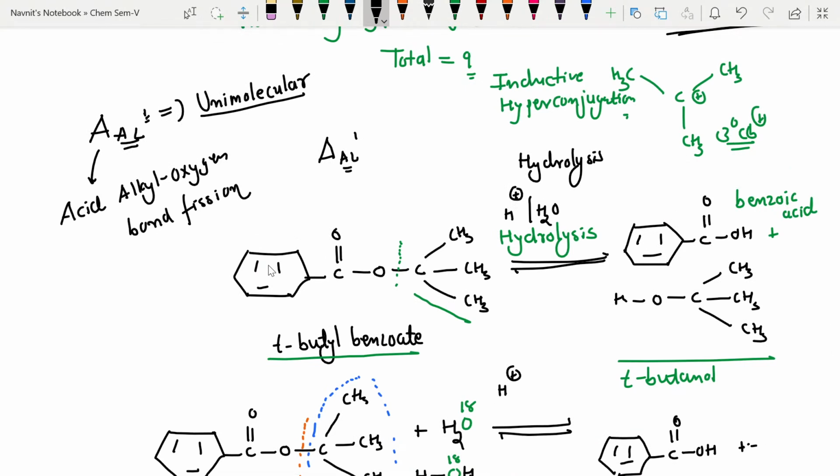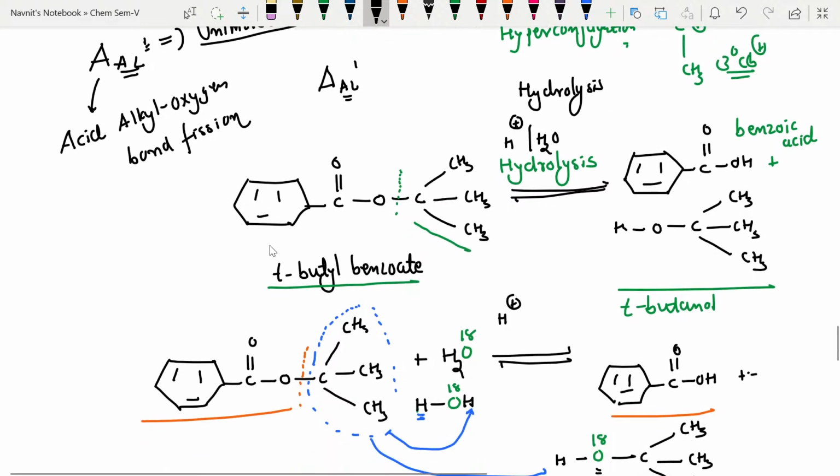It only occurs in those molecules which are able to form a stable carbocation. And this mechanism we have explained through the AAL1 of tertiary butyl benzoate. Is it clear? Is there any doubt in this mechanism in AAL1?